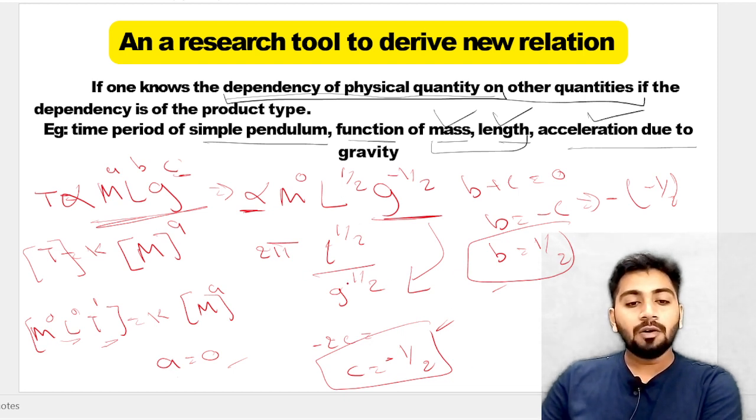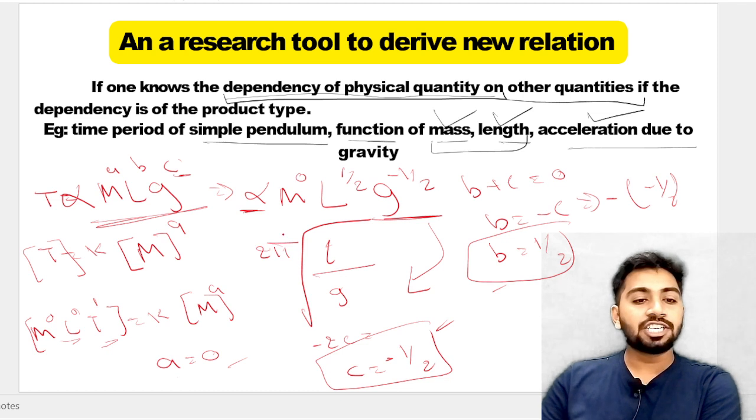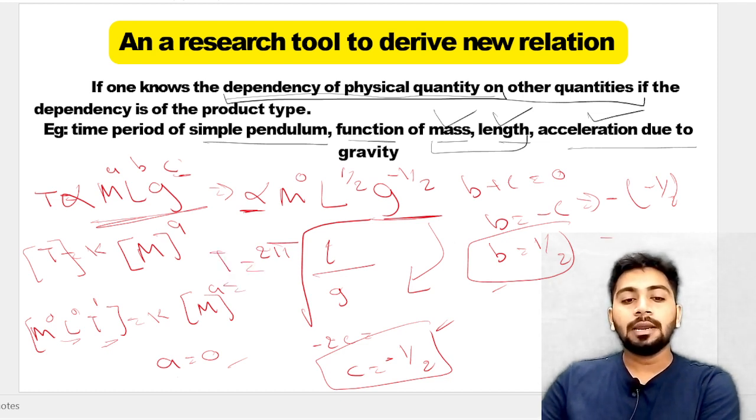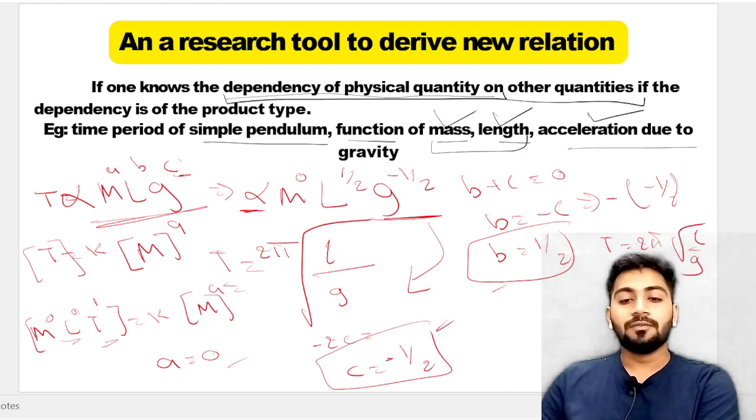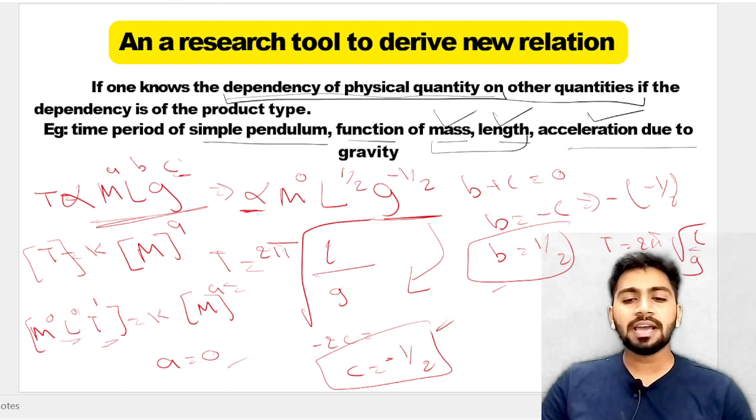Now, if I remove this, it will be like this. Right? This is your time period of simple pendulum formula. T is equal to 2 pi square root of L by G. L by G. See, very easy.